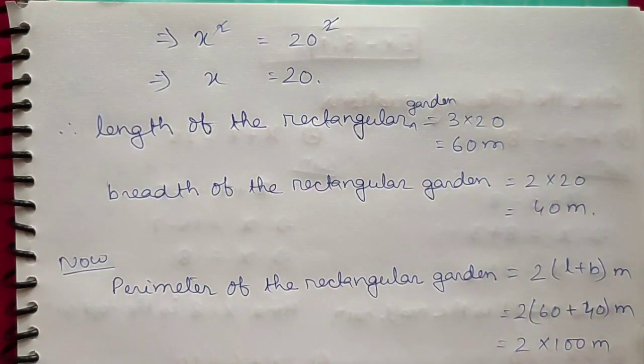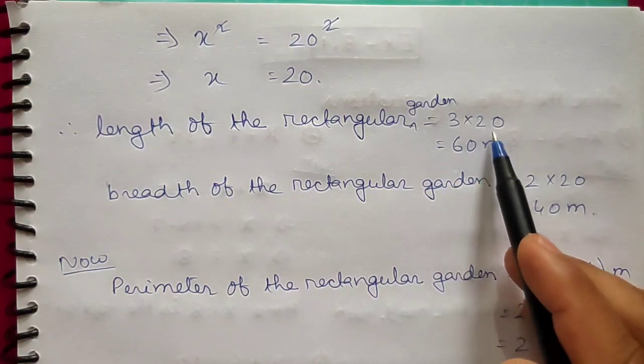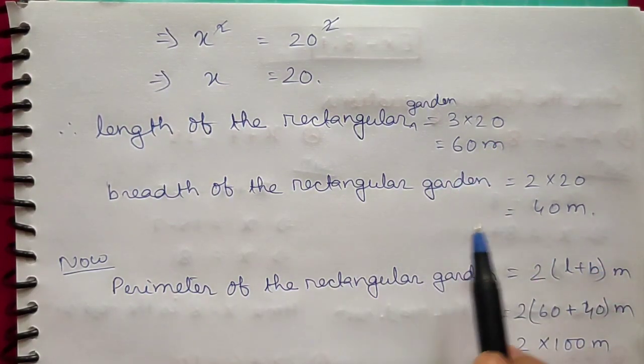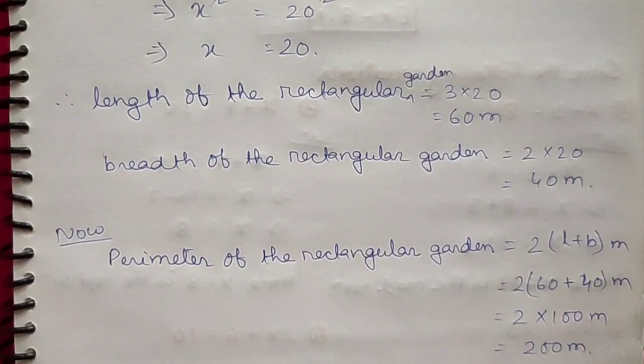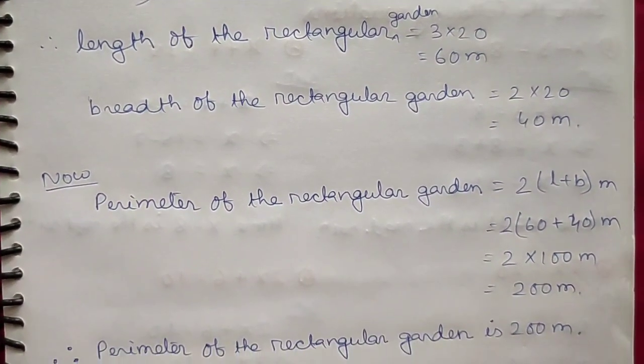Now from this x, if we have found the value of x, now we can find the value of length and breadth. Length was 3x. So length of the rectangular garden will be 3 into 20, which is 60. Breadth of the garden will be 2 into 20, which is 40. Now we have length and breadth. Now we can easily find our main funda, that is the perimeter of the garden.